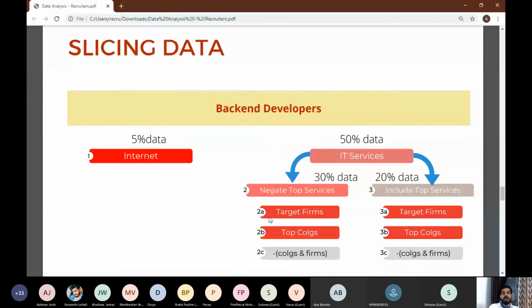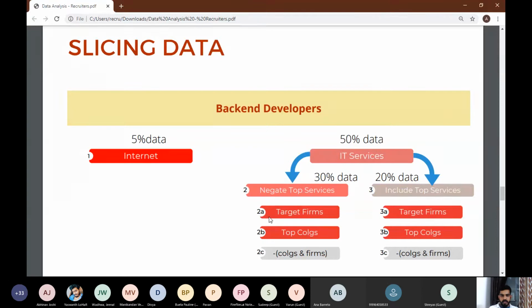You get a new set of audience, from top colleges, and they are not from the target firms because you've already seen the target firms in 2A, right? And then what is the final data in this model? Minus, which is the not operator, the top colleges and the firms, because you've seen them in 2A and 2B, right? You negate them, and then you get the 2C data.